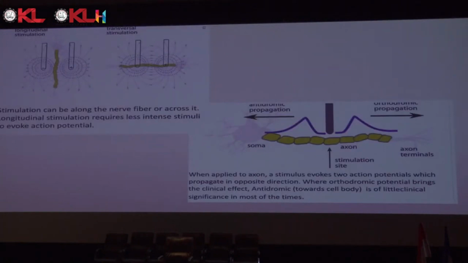Basically, when we put the leads and stimulate, it goes along the nerves or across the nerve. Depending upon the contact surface, they will get a stimulation effect. If it is orthodromic or antidromic, if it is involving the axonal fibers, it will potentially bring the clinical effect. But if it is antidromic, it will not give any effects.